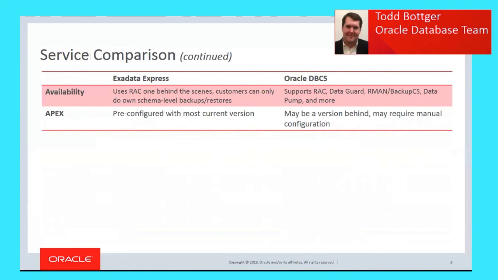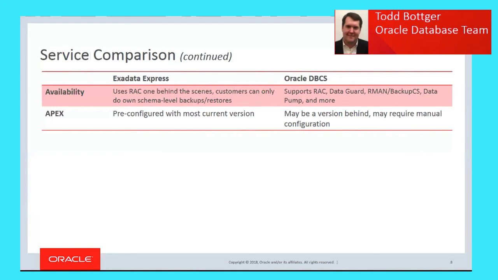In terms of availability, with Exadata Express, we do run this on Rack 1 behind the scenes, so it has nice HA characteristics. However, because customers don't have access to the host, they also don't have access to the HA configuration. They don't have access to Rack 1, which we're using. That's hidden from the customer. We do use it behind the scenes, but the customer doesn't interact with it directly.